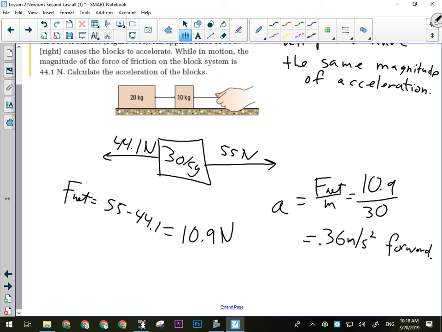Yep. Then you would put a direction. Yeah, if it said like the heavier mass, then you would say down. The lighter mass would be up.